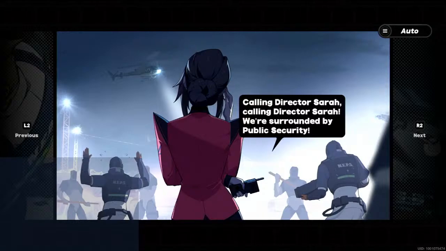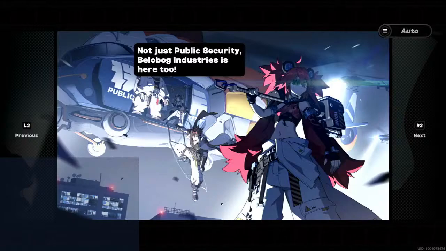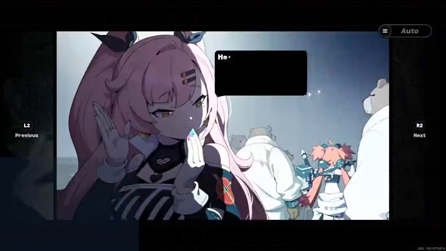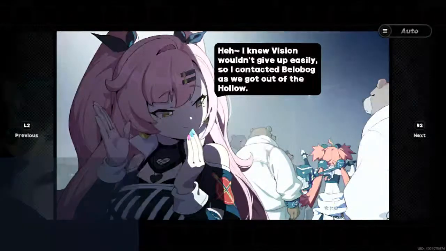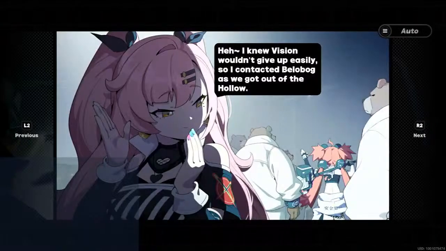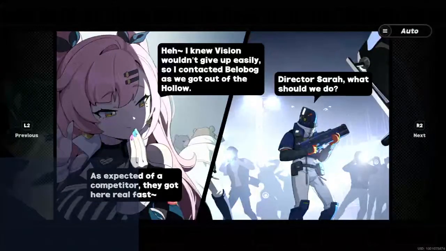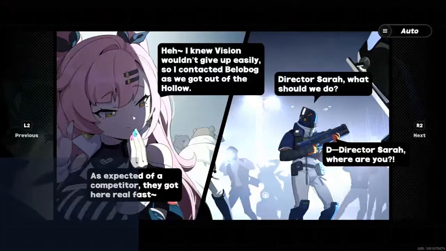We're surrounded by public security! Not just public security, Belobog Industries is here too! They brought the media! We've lost control of the area! I knew Vision wouldn't give up easily, so I contacted Belobog as we got out of the hollow. As expected of a competitor, they got here real fast. Director Sarah, what should we do? Director Sarah? Where are you?